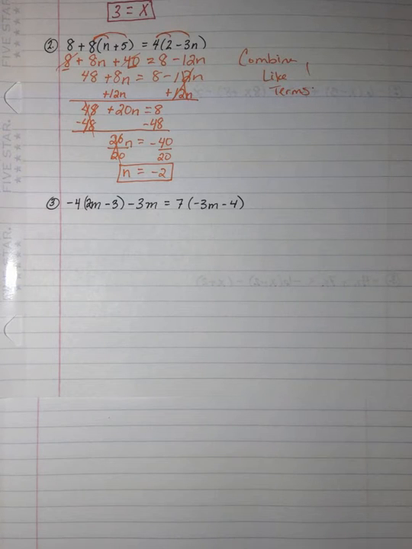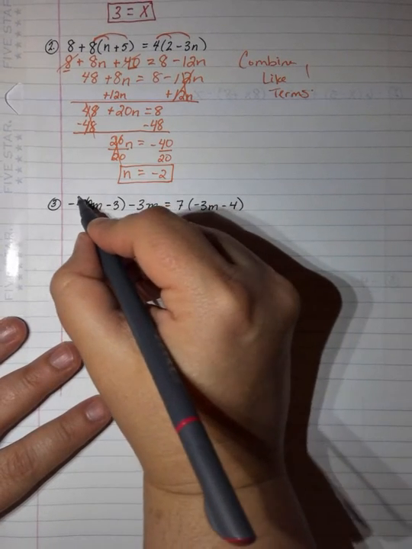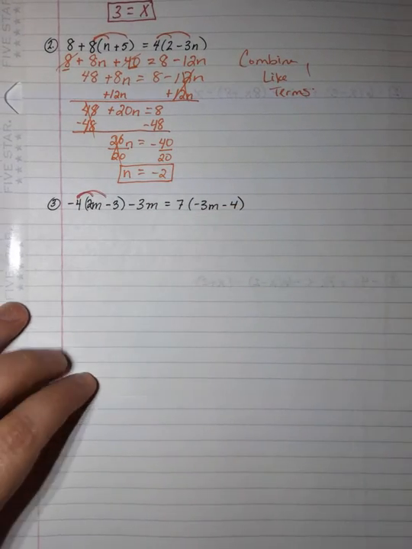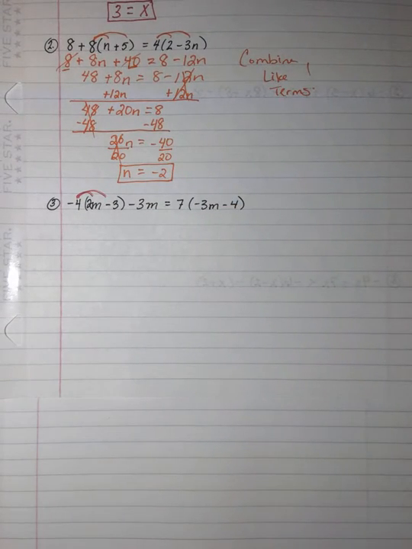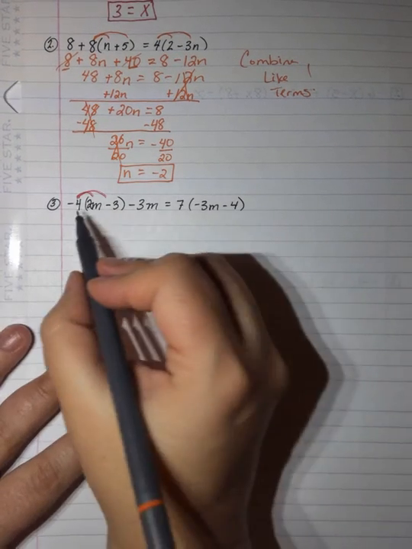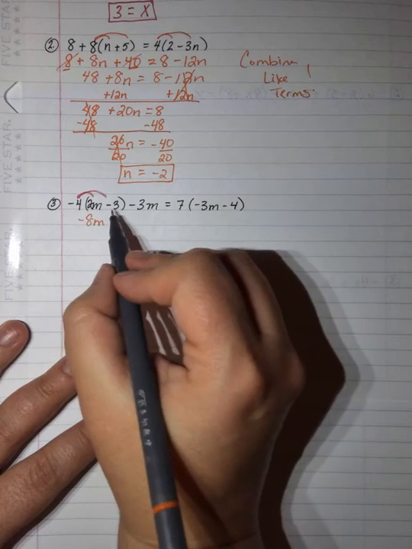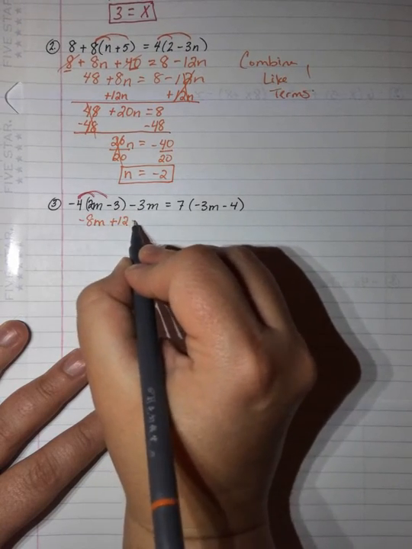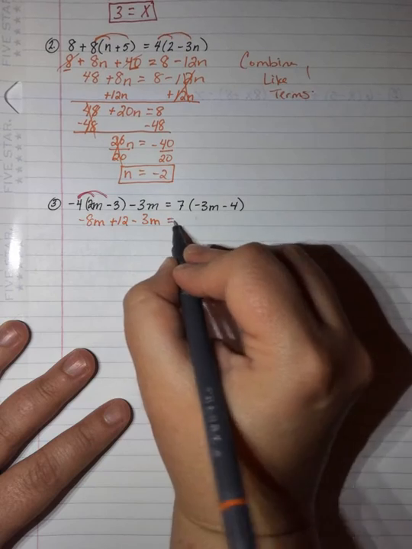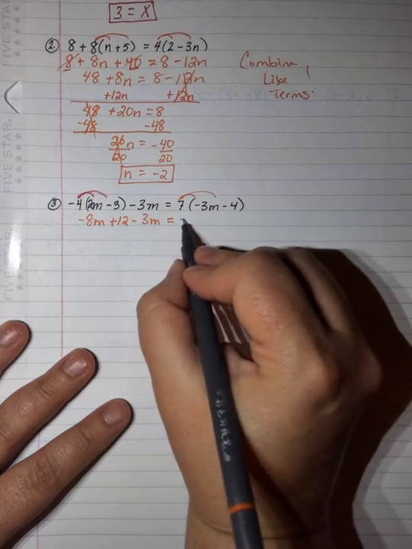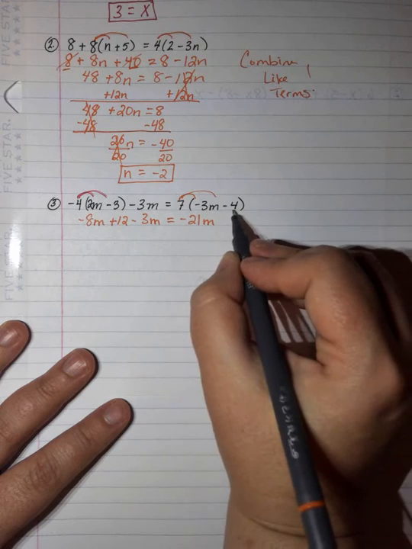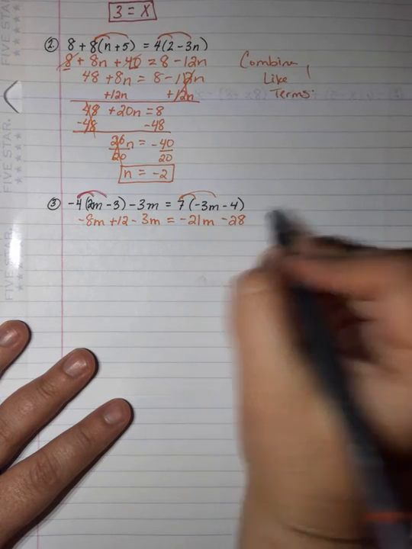Well, my next problem, same process. Again, always, always, always distribute first. Always multiply by what's in front of your parentheses first. So here we go. I'm going to change pens because that one looks a little messed up. Give me just a second. Negative 4 times 2m is a negative 8m. Negative 4 times negative 3 is a positive 12. Bring it down. This negative 3m is just going to hang out there. 7 times negative 3m is a negative 21m. 7 times negative 4 is a negative 28.